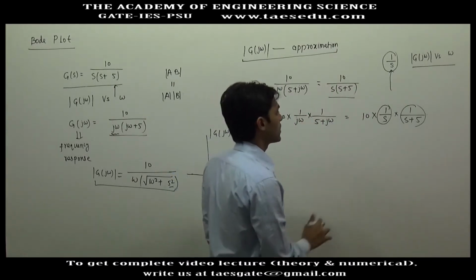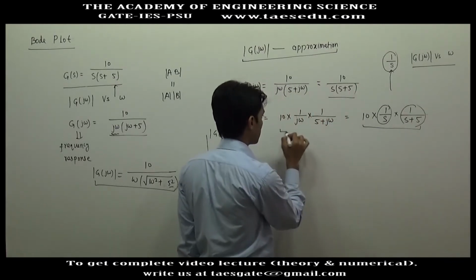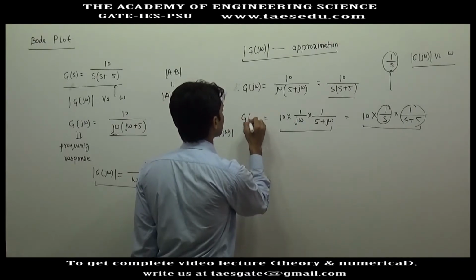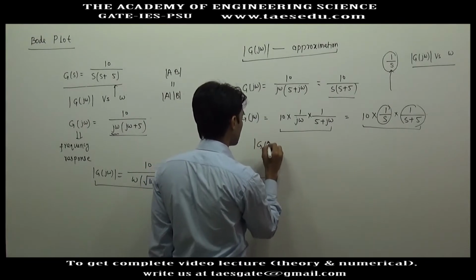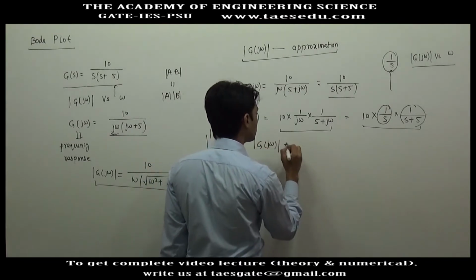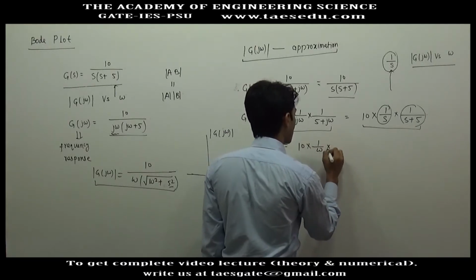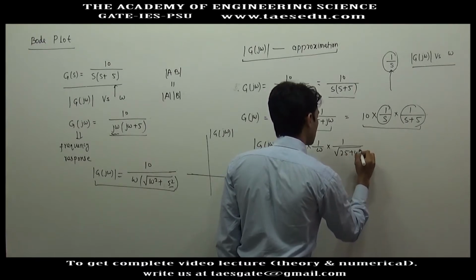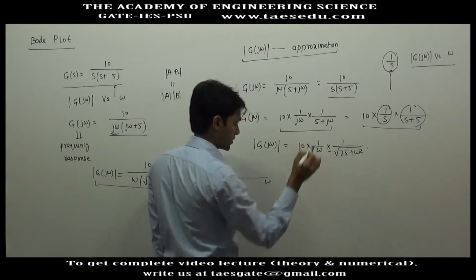But what we are finding here, we have to multiply 3 blocks. We have to multiply 3 functions. This is G(jω). What will be the magnitude of G(jω)? Magnitude will be 10 into 1 by ω into 1 by root under 25 plus ω square. So you have to get rid of this multiplication.